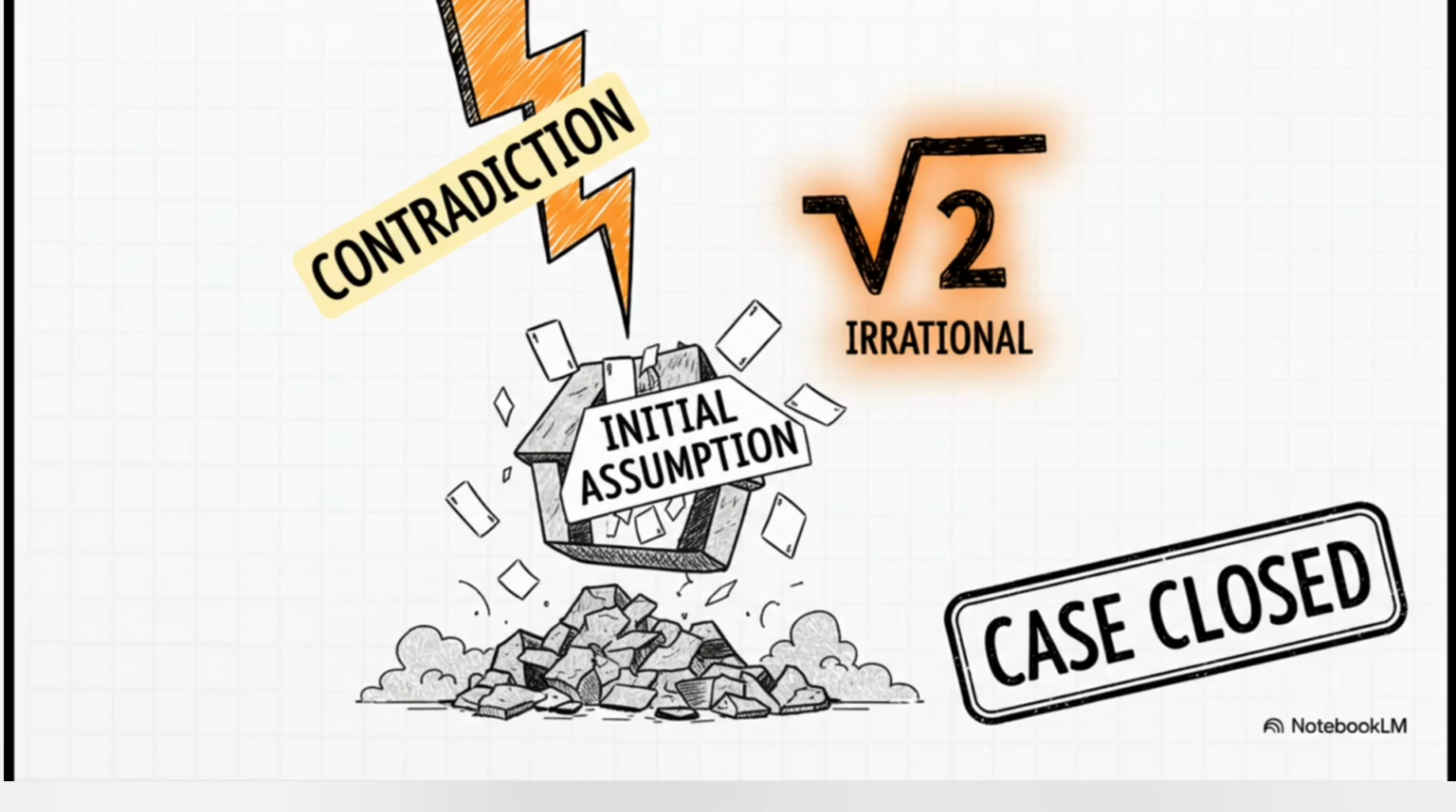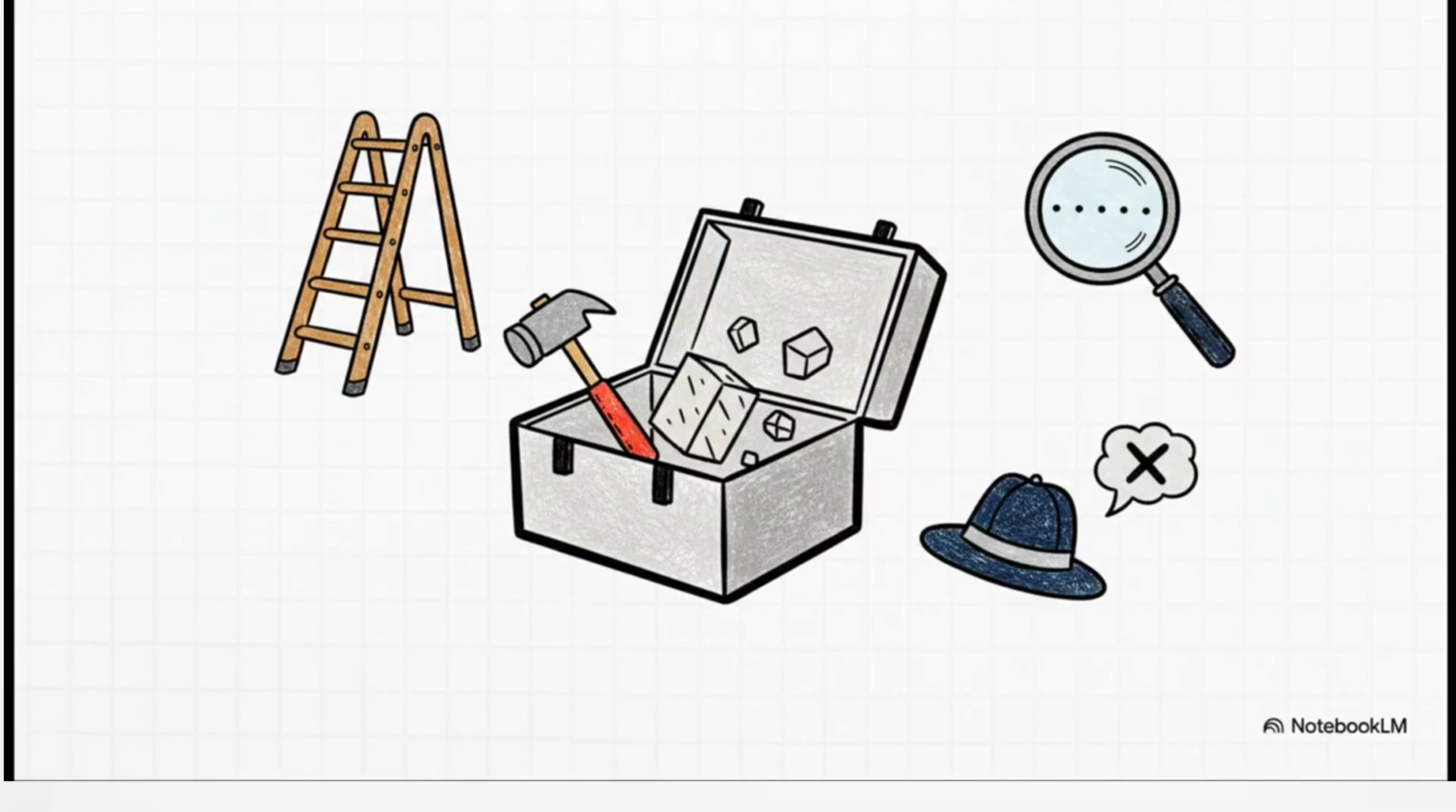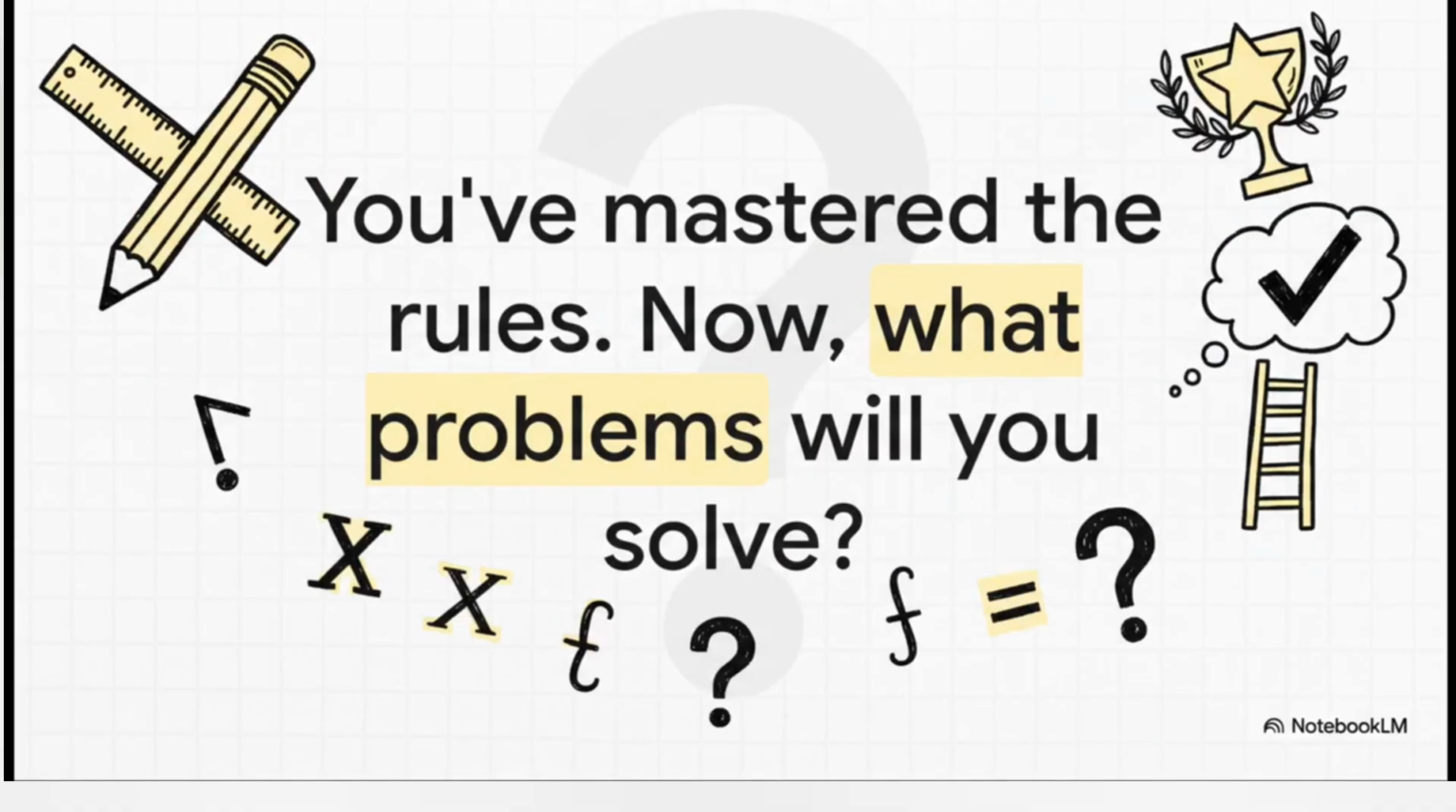Case closed. And just like that, you filled up your math toolkit. You've got Euclid's algorithm for HCF, prime factorization for HCF and LCM, that super quick decimal test, and the powerful proof by contradiction method. You now have the concepts and the tools to conquer this chapter. The only thing left to do is practice. Remember to show your steps clearly in the exam, and those 6 to 8 marks are totally yours for the taking. You've got this.